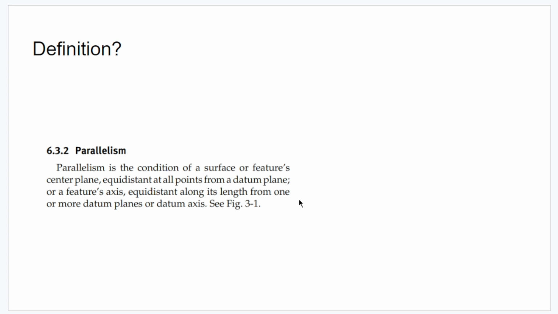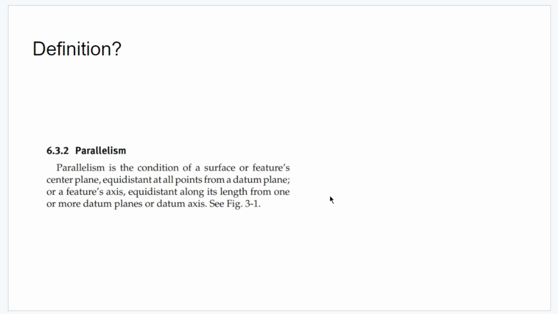So basically what that means, if you remember from my video on flatness, every point on that surface, we're talking about a surface, needs to lie between two parallel planes separated by the distance, which is the tolerance. For parallelism, it's very similar. The entire surface must lie between the two parallel planes separated by the distance, which is the tolerance, but then those two parallel planes that are creating the boundaries for the surface to lie within must be oriented relative to the datum feature that it's referencing.